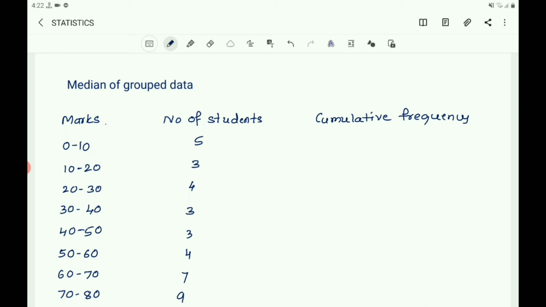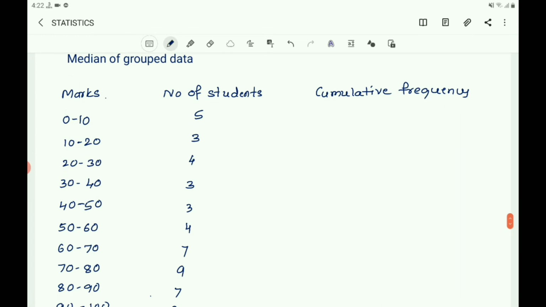How many students have scored less than 20? Observe that the number of students who have scored less than 20 includes the number of students who have scored marks 0 to 10 as well as the number of students who have scored marks from 10 to 20. So the total number of students with marks less than 20 is 5 plus 3. We say that the cumulative frequency of the class 10 to 20 is 8. Similarly, the cumulative frequency of 20 to 30 is 5 plus 3 plus 4.